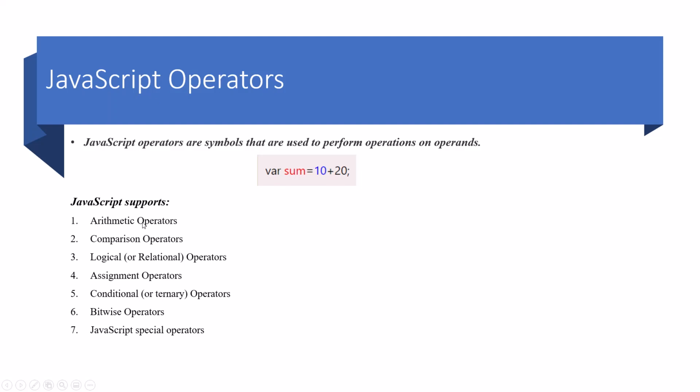So there are different types of JavaScript operators we have. One of the types is arithmetic operators, then comparison operators, logical operators, assignment operators, conditional or ternary operators, bitwise operators, and the last one is JavaScript special operators. This is the list of different types of operators JavaScript supports. We will see these operators one by one with examples.